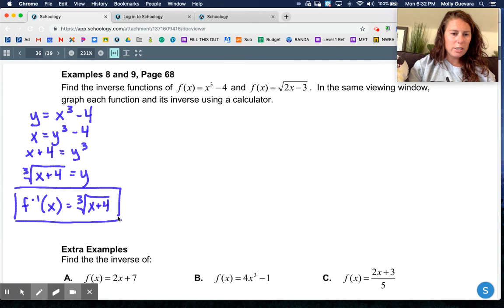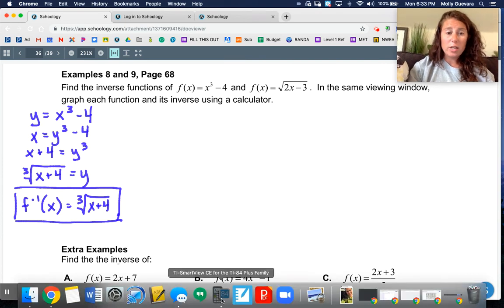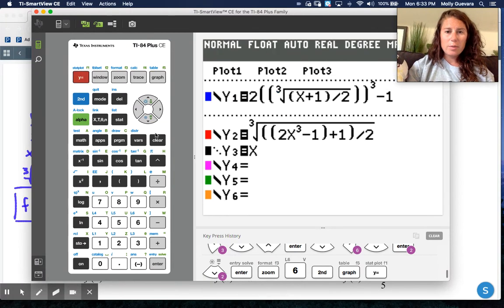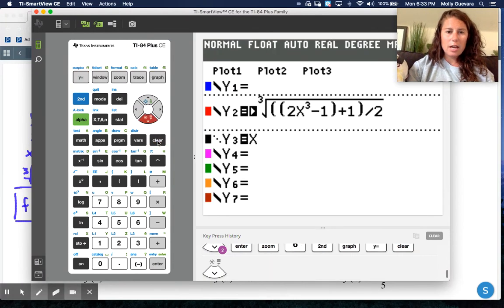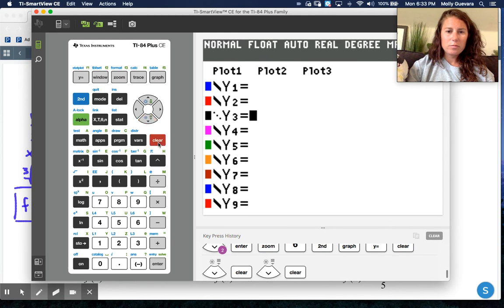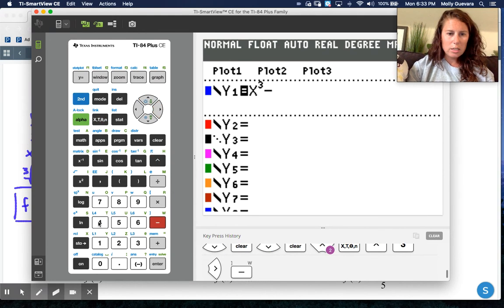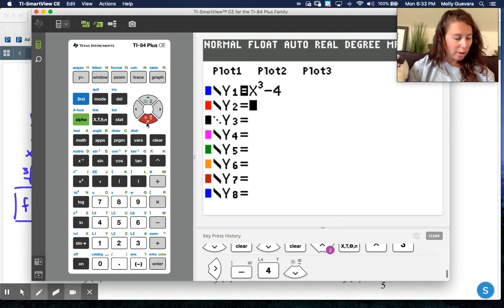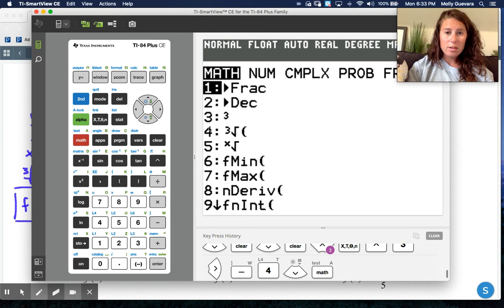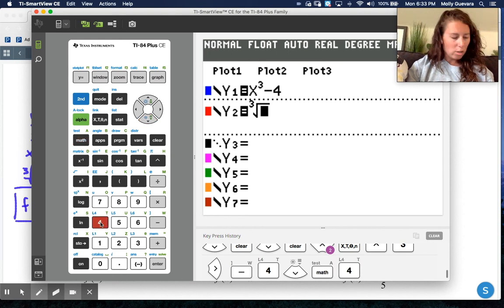So now what we're going to do is we're going to go into our graphing calculator and we're going to graph both of these in the same viewing window. So what that just means is I'm going to clear out these guys. And in y1, I'm just going to graph the original function, which is x cubed minus 4. And then in y2, I'm going to graph the inverse function, which is the cube root. So again, that's under math, right? Number 4. So the cube root of x plus 4.